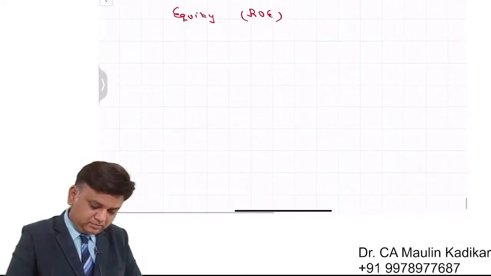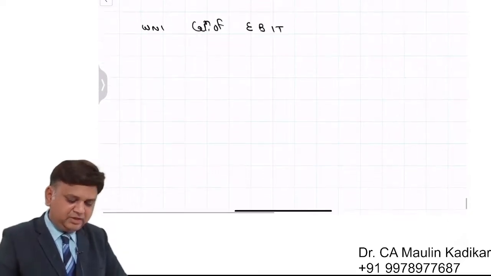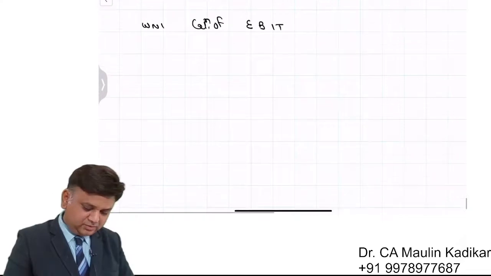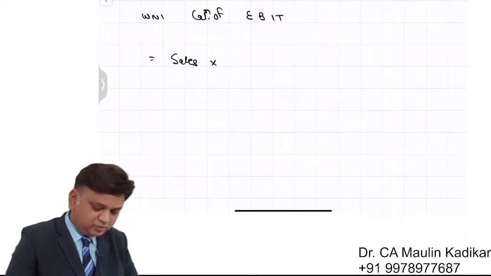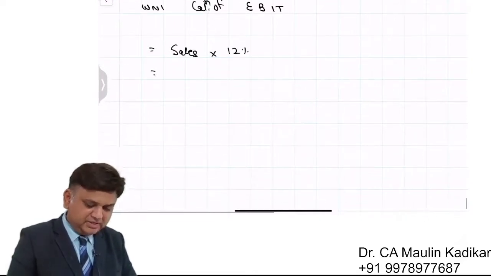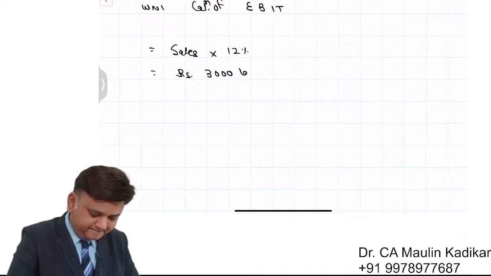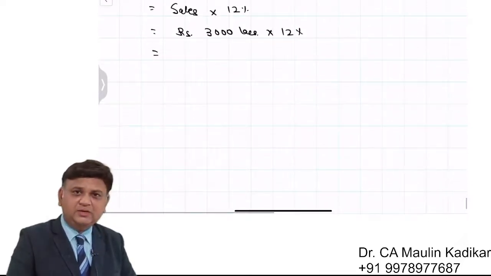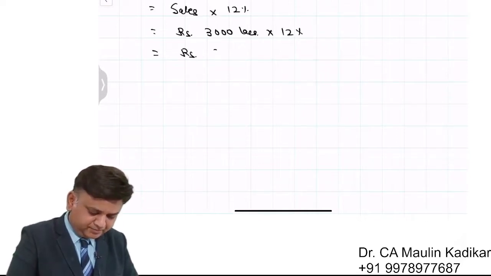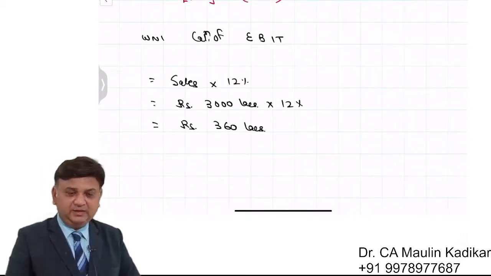In the breakdown, working note number 1, calculation of earning before interest and taxes. That is the first working note. It is sales into 12%. Sales is rupees 3000 lakhs, into 12%. 30 crore, that comes to 3000 lakhs. That comes to 360 lakhs. That is the EBIT.